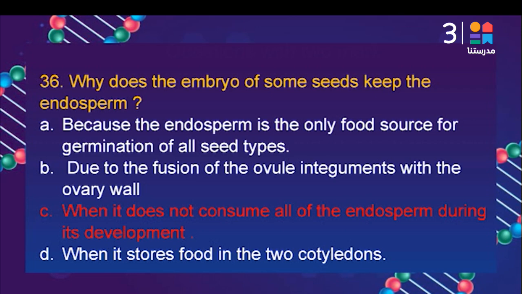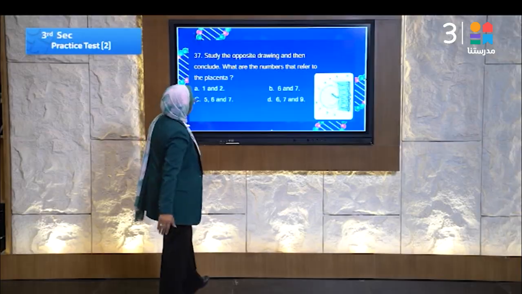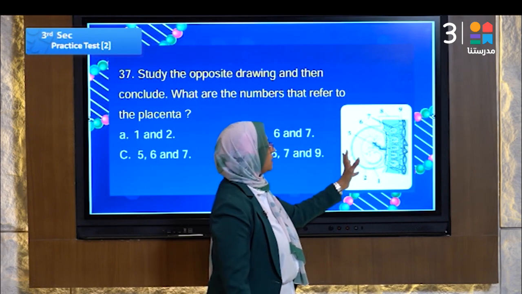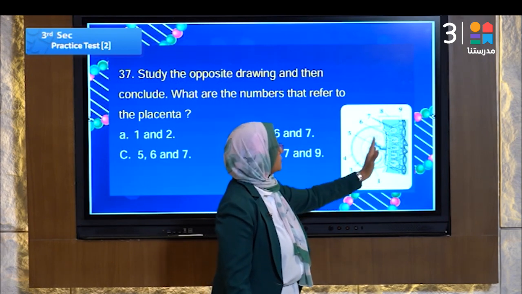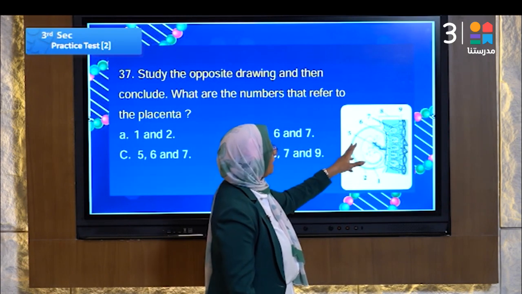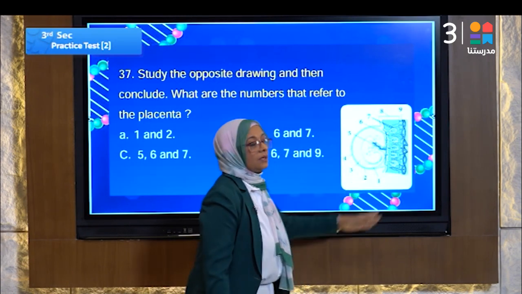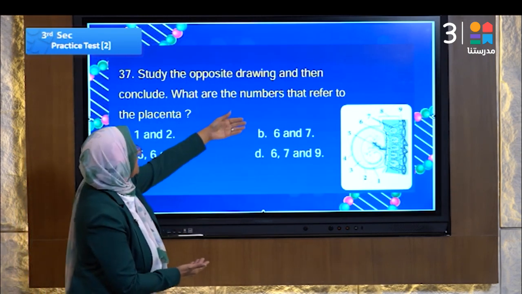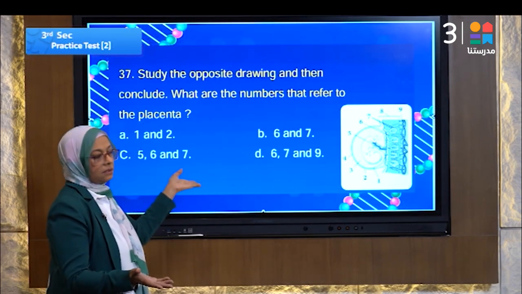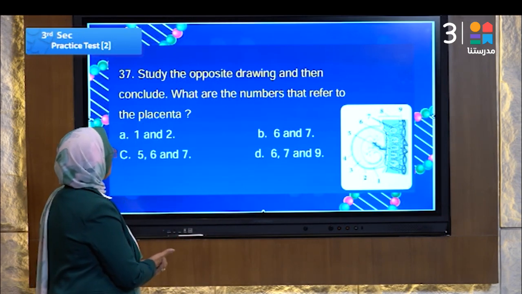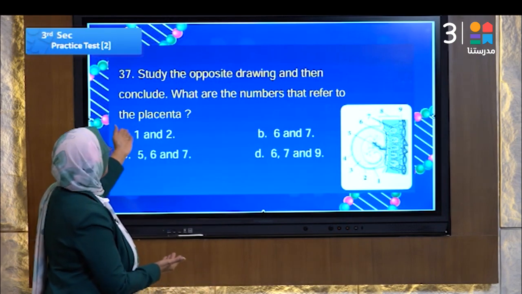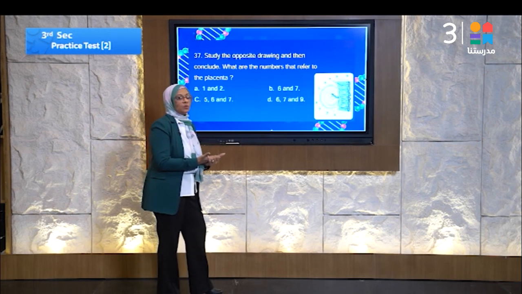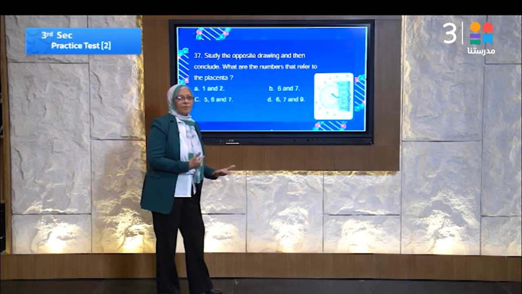It will remain. Number 37, there is a figure of an embryo inside the uterus. The embryo inside the uterus has many layers. One of them surrounds the baby and the other is in contact with the mother. Let's read the question. 37, study the opposite drawing and then conclude. Let's see what comes in the question. What are the numbers that refer to the placenta? Where is the placenta? The placenta is the contact point between the mother and the baby.